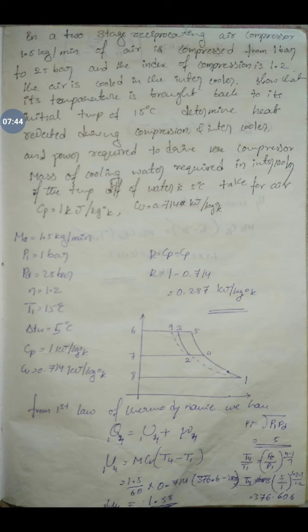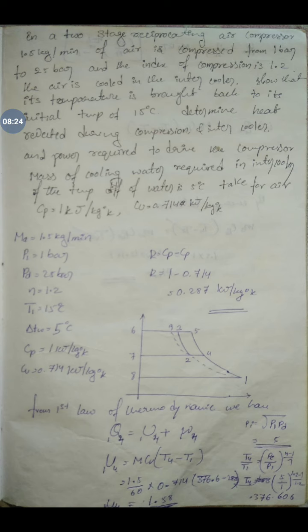Here he has given, in a two-stage reciprocating air compressor, 1.5 kg per minute of air is compressed from 1 bar to 25 bar and the index of compression is 1.2. The air is cooled in the intercooler so that its temperature is brought back to its initial temperature of 15 degrees centigrade, meaning the cooling is perfect. He is asking to find the heat rejected during the compression. The compression is the 1 to 4 compression. So what is the amount of heat rejected during the compression, he is asking.